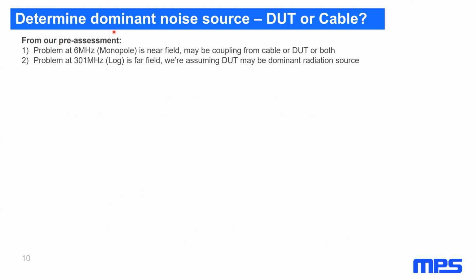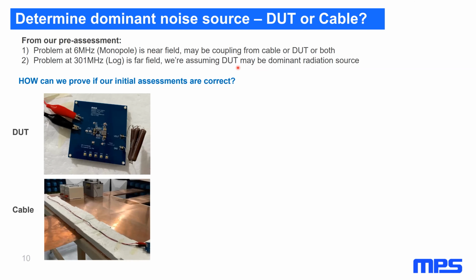So our next step is we want to determine what our dominant noise source is. Is it our DUT or is it the cable? So again, at 6 megahertz, we think it could be coupling potentially from either the cable or the DUT, or maybe both. And at the higher frequency, we're pretty sure that it's probably related to the DUT, but we'll take a closer look at that too. So how can we prove this, or what steps can we take for this initial assessment? Well, the first thing is to look at each one of these things separately.